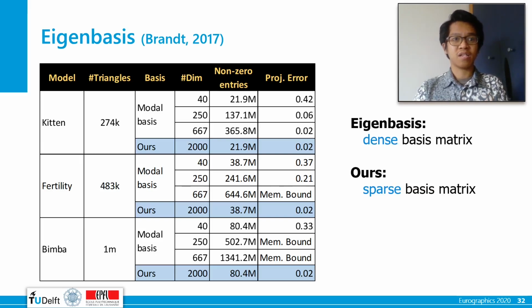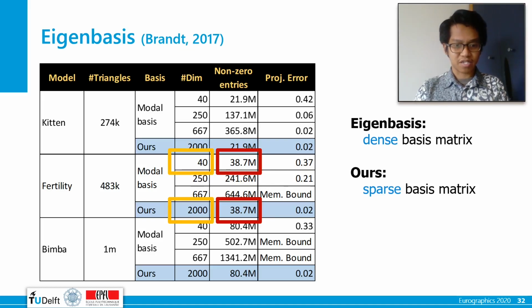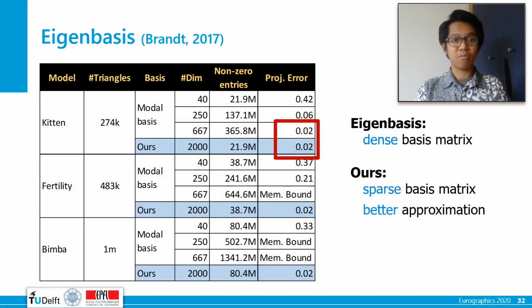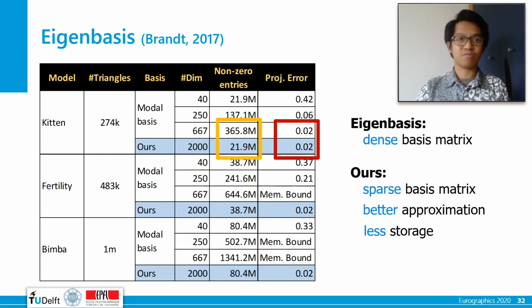In contrast, our method is sparse by construction. Let's see some statistics here. For the same storage budget, we could have many more degrees of freedom compared to the eigenbasis, and it yields significantly better approximations. And when we want to target the same accuracy, our scheme allows for much less storage compared to the eigenbasis.